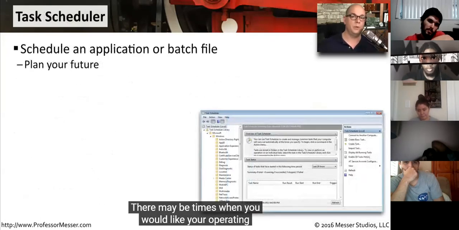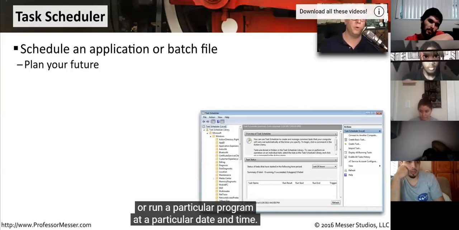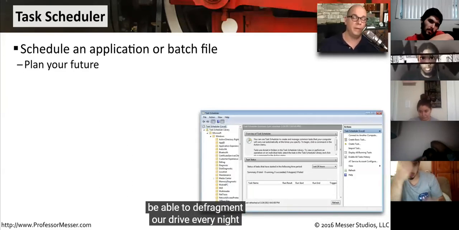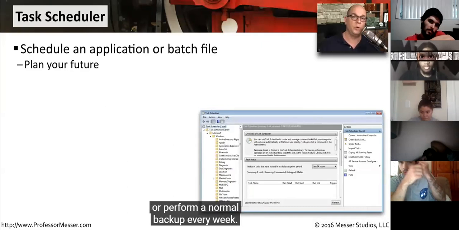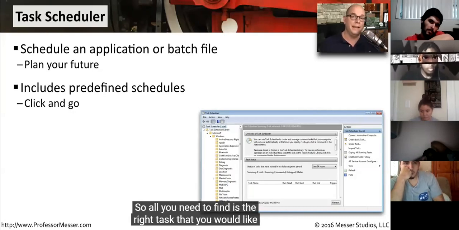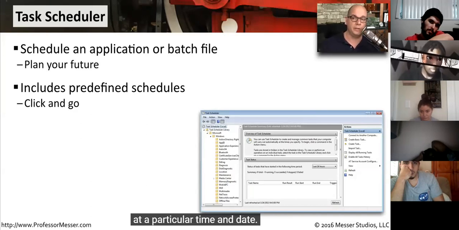There may be times when you would like your operating system to perform a particular function or run a particular program at a particular date and time. It's very common to have Task Scheduler defragment our drive every night or perform a normal backup every week. This also includes a number of predefined schedules, so all you need to find is the right task that you would like to perform and then configure it to run at a particular time and date.